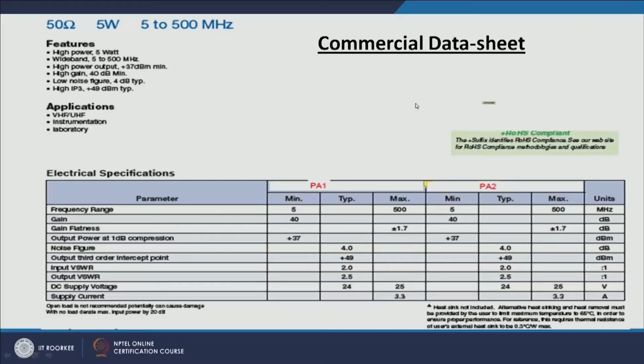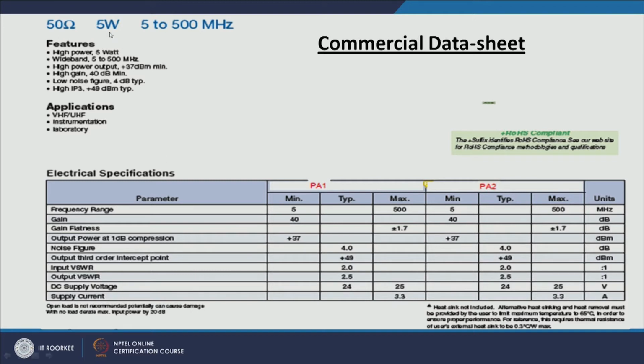So, let us have this example of a commercial data sheet. In this case I am showing you a data sheet from Mini-Circuits, and they have two PAs of the same range. Basically they have very similar parameters, but with respect to frequency they are different. This is the example you will get for most of the power amplifiers. So, let us read it and then we will apply our knowledge of selecting this power amplifier.